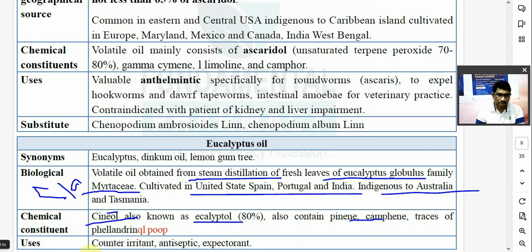Then what is its use? It is used as a counter irritant. It is an antiseptic as well as an expectorant.